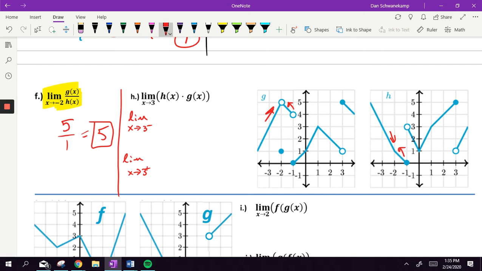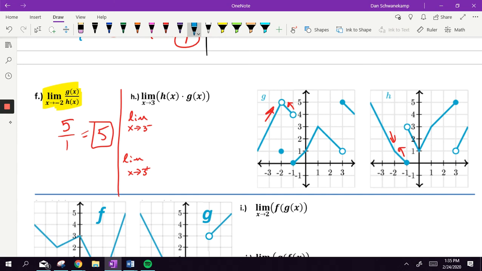Let's look at letter H. Letter H, x approaches 3. At first glance, if you look at the limit at 3, we're approaching two different numbers. And so this is D&E, and we're getting kind of stuck there. Same thing with G and H. They're both D&E at those spots. So instead, I looked at them separately.